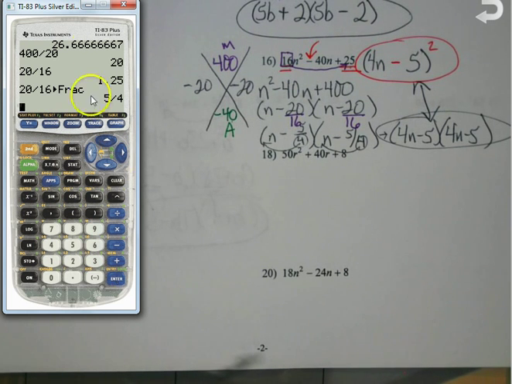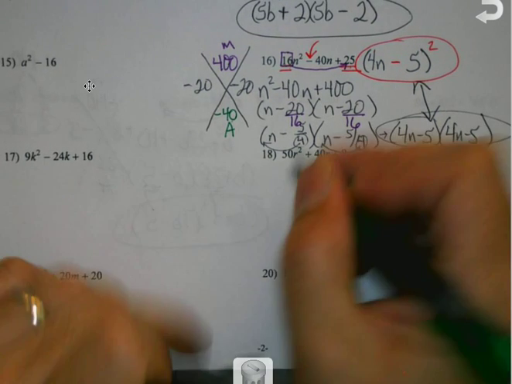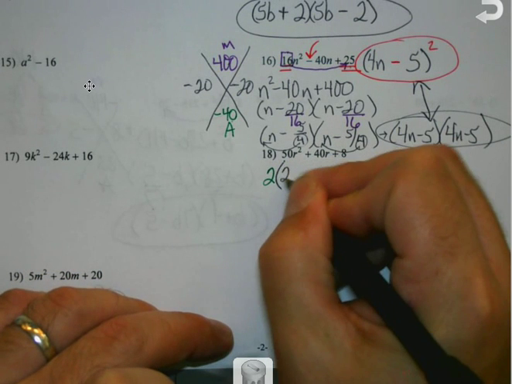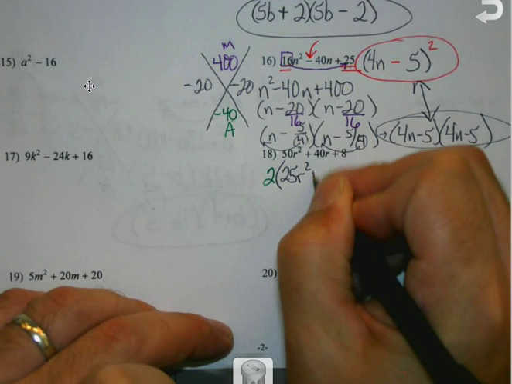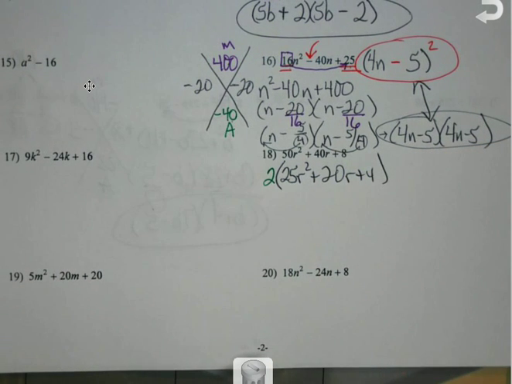Ugh. 18. Does 50, 40, and 8 have anything in common I could pull out? Even if it's little. 2. Okay. So if I divide out a 2, I'm going to divide each of these numbers by 2. And I'm like, all right, I got to see if I can factor what's left inside now. Well, 25, 20, and 4 don't have anything in common, so I have to slide and divide, right?